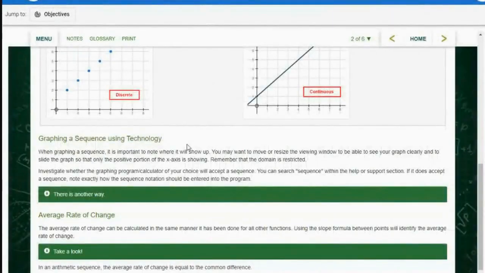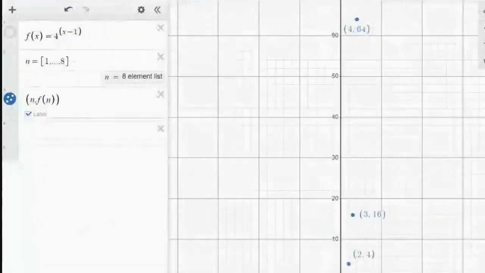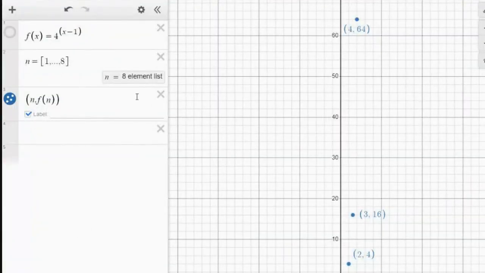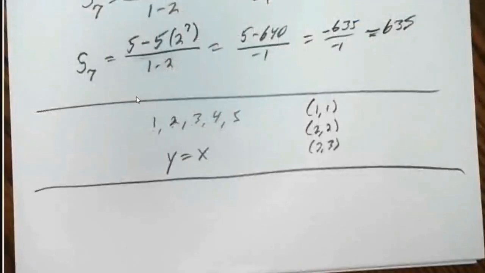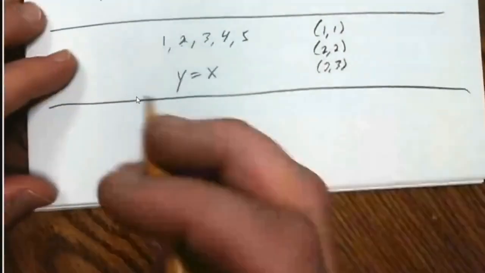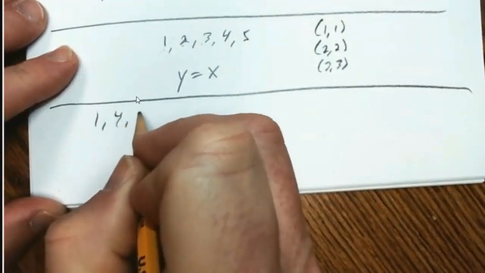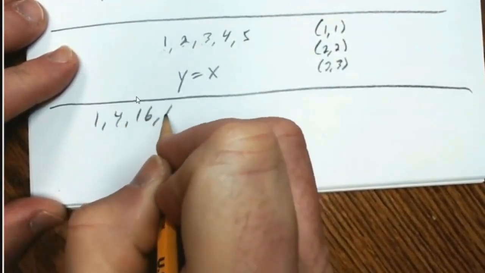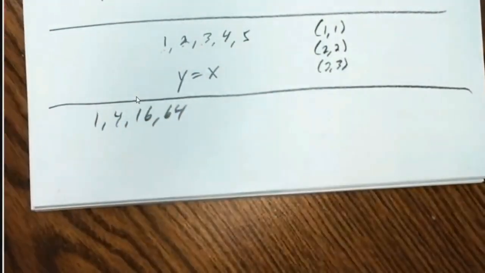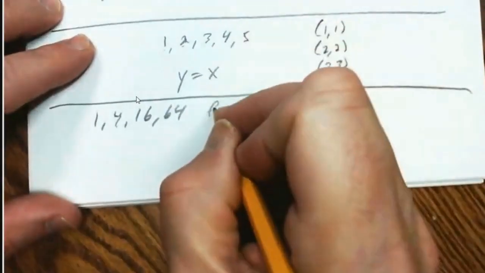Oh, that's nice. All right, average rate of change. Let's talk about the average rate of change. So you may have a problem. Okay, let me be honest. You will have a problem. We won't say may. That gives you a sequence. Let's just use the one we graphed just now: 1, 4, 16, 64.